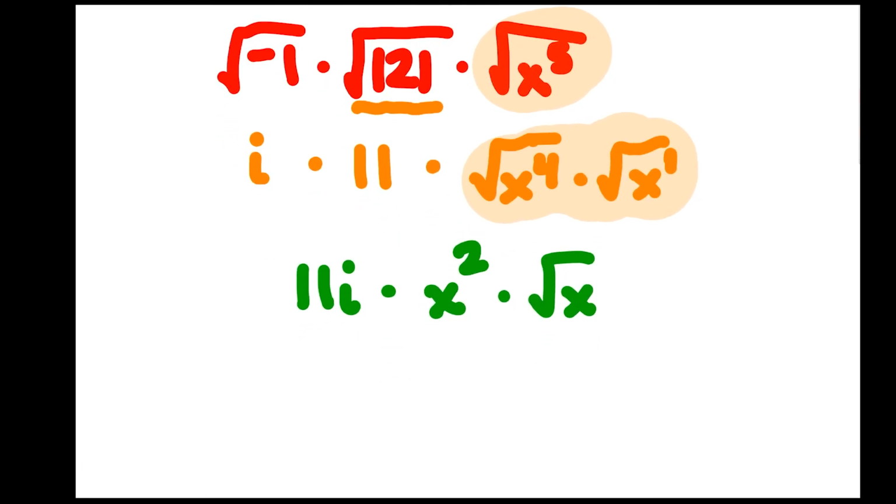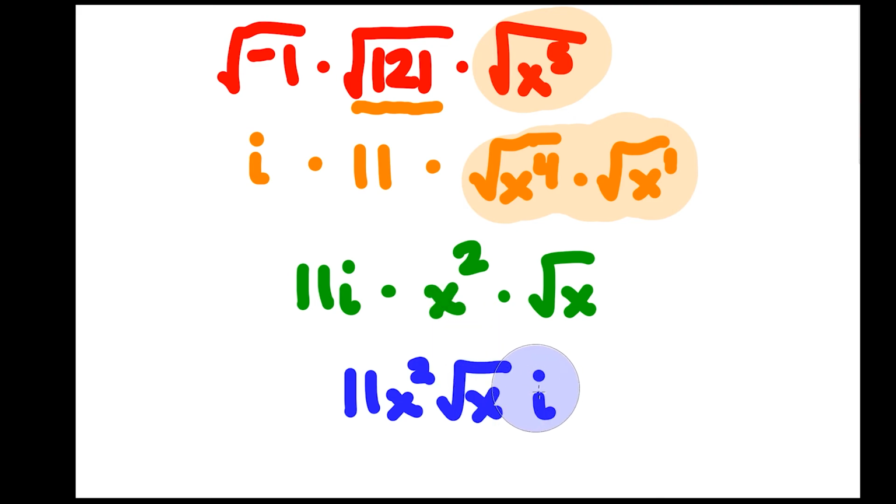Okay, so if we're going to simplify this completely, I'm sure you're fine with just leaving it like this, but usually the i does go at the end for whatever reason. So it's going to be 11 times x squared times the square root of x times i for your final answer.